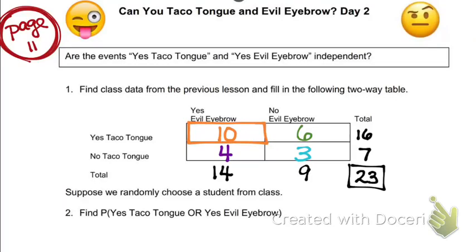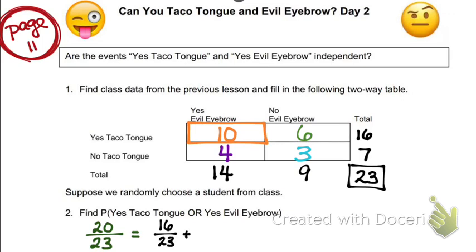Didn't we find this probability on Friday? The one that I asked you to find in number 2? Yes, evil eyebrow, or yes, taco tongue, or yes, evil eyebrow. What does it come out to be? 20 out of 23. And we get there by adding everybody that said yes to taco tongue, which was 16 out of 23.